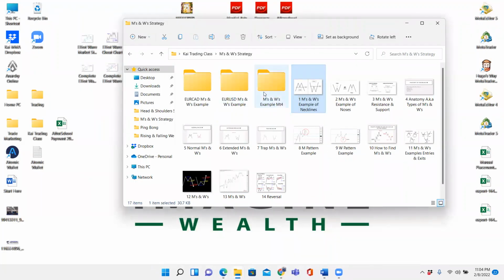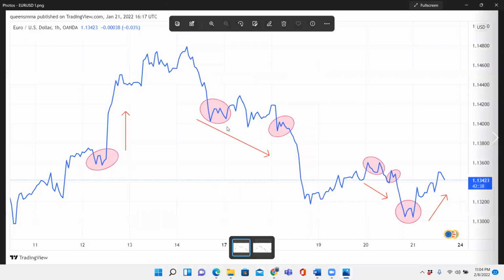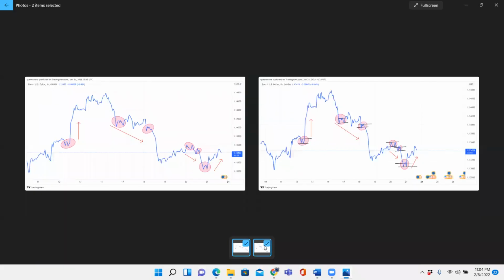Okay, guys, so let's take a look at some samples. M's and W's. W here, M here, M here, M's, W. Pretty clear. When we are looking for M's and W's, I like to look at the line chart. Okay, it's kind of hard to see it on the candles unless you have a really trained eye, but to me, the line chart can show you M's and W's perfectly.